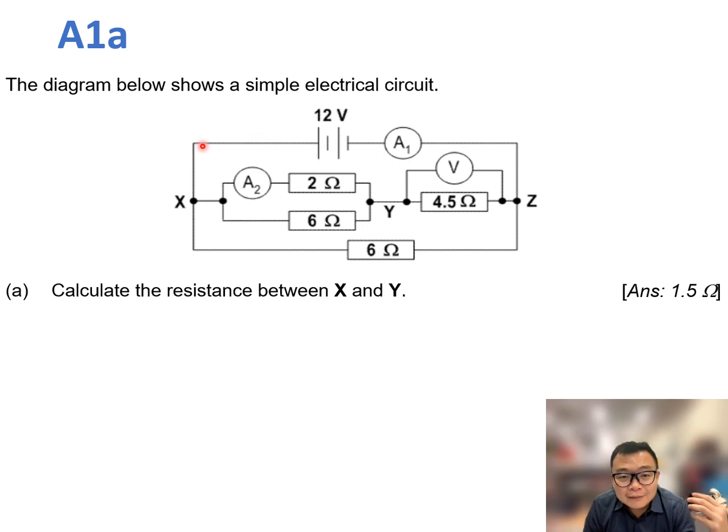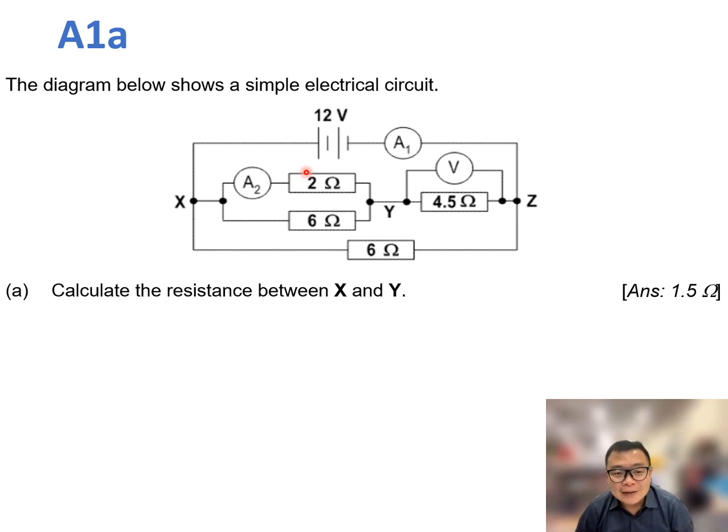The second path of this parallel circuit is through the top path where current flows past this parallel branch and then goes past the 4.5 ohm resistor before going back to the battery. So this is a giant parallel circuit.